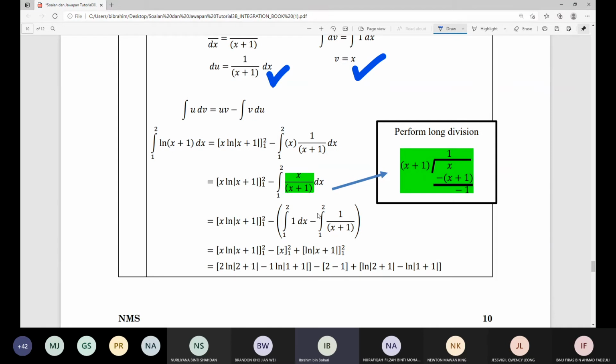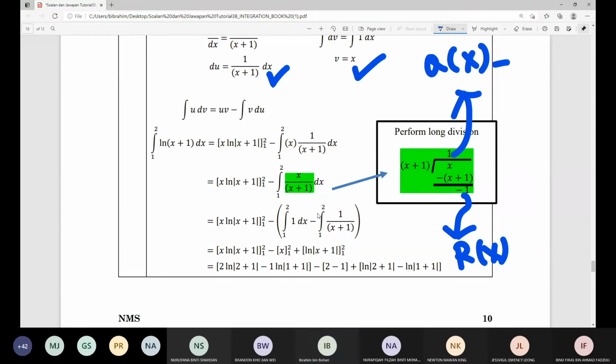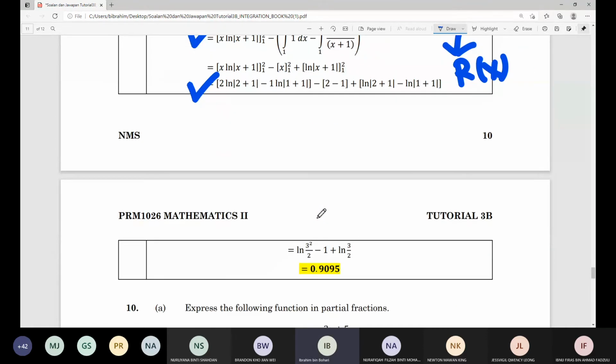This is also the same. You perform the long division of x over x plus 1. So you find the remainder equals negative 1. Check your answer. And the quotient equals positive 1. So it equals 1 minus 1 over x plus 1. And the rest you all do as usual. You substitute the value, and the answer equals 0.9095.